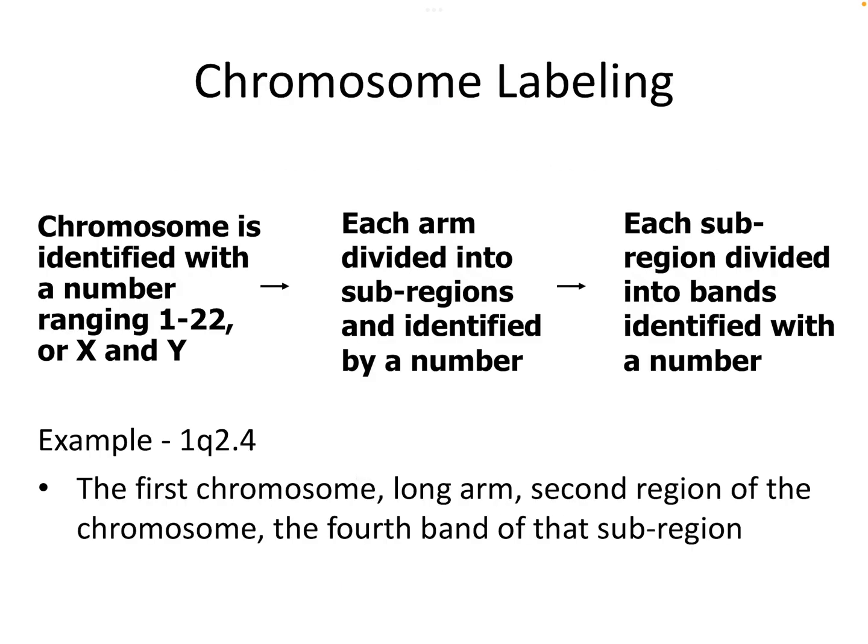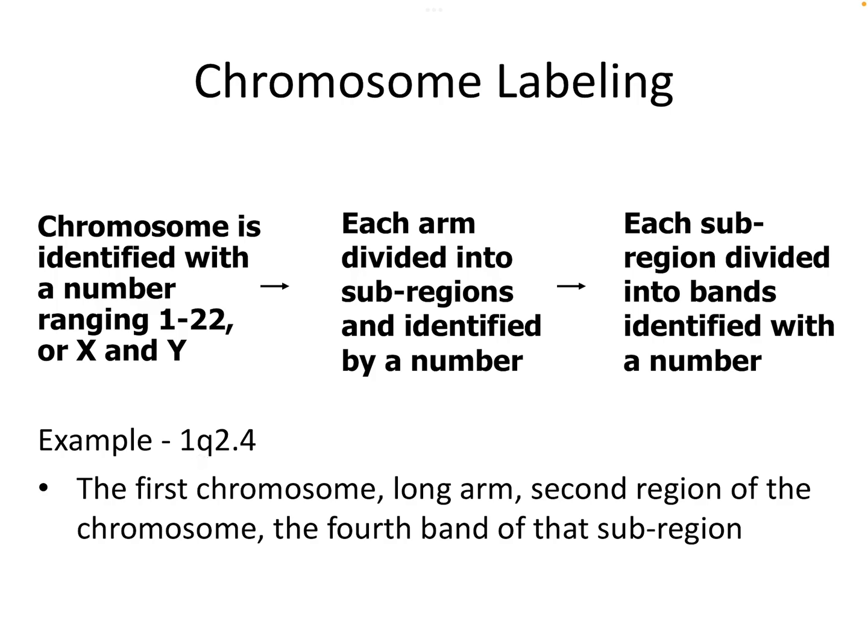How do we label a chromosome? Now we know that the chromosome is identified with a number ranging from 1 to 22, or for the sex chromosome, X and Y. Each arm is divided into subregions and is identified by a number. And then each subregion is divided into bands identified with a number. An example is this one, 1q2.4.